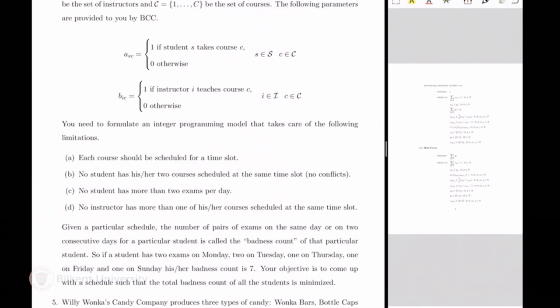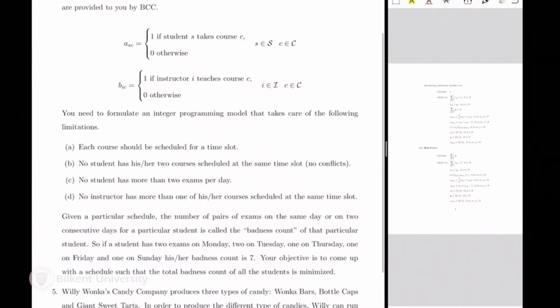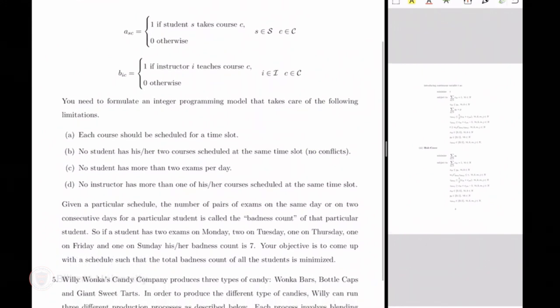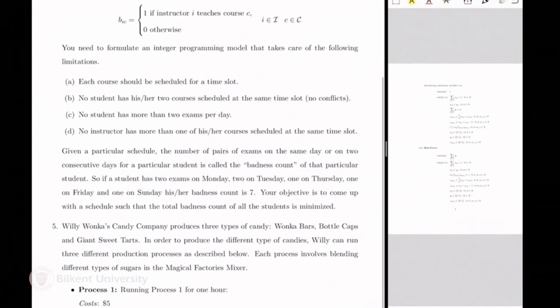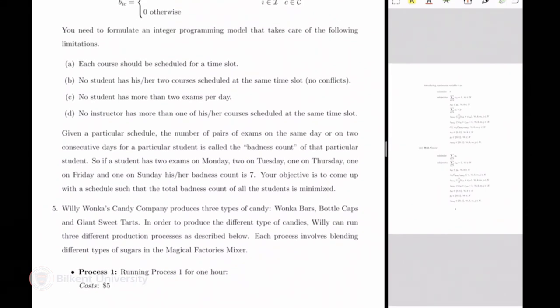Let's say the set of students is S, the set of instructors is I, the set of courses is C, and the parameters given are which instructor is teaching which course and which student is taking what course. So a_sc is equal to 1 if student s is taking course c. b_ic is equal to 1 if instructor i teaches course c. These are given parameters. So you need to formulate an integer programming model that takes care of the following limitations.